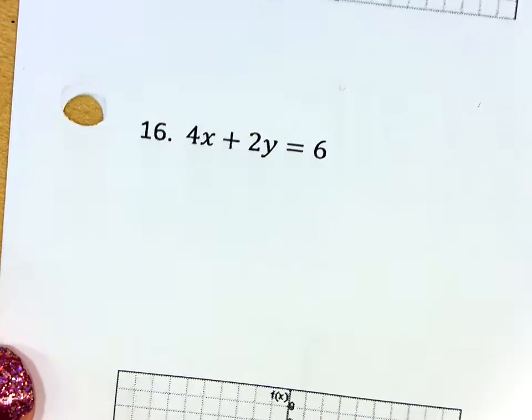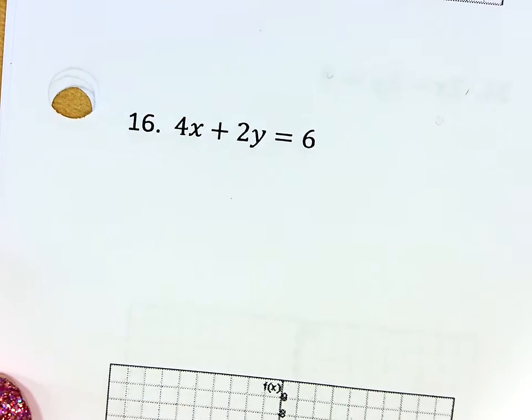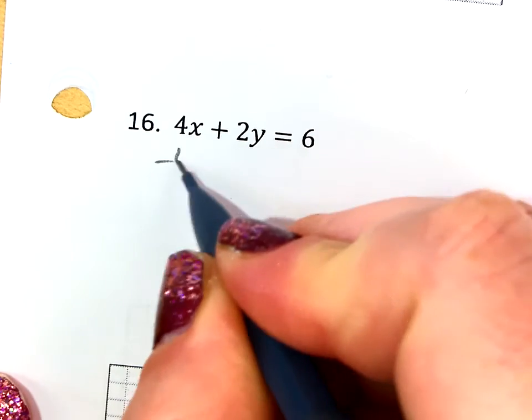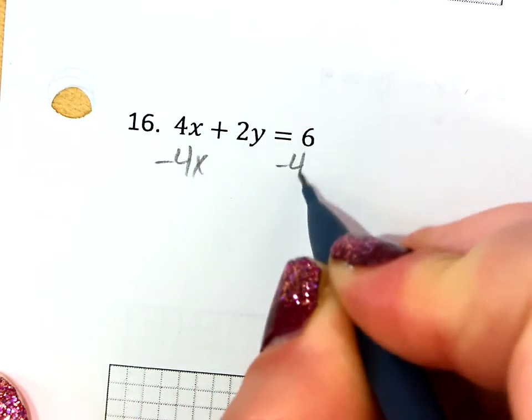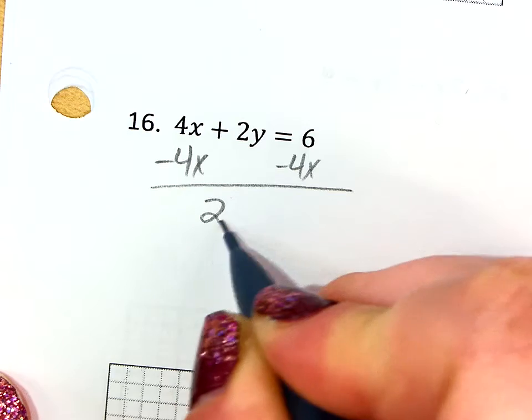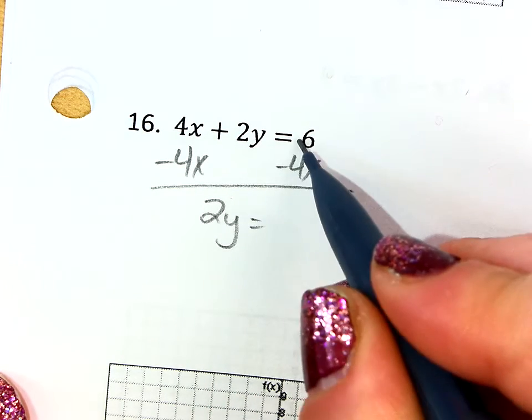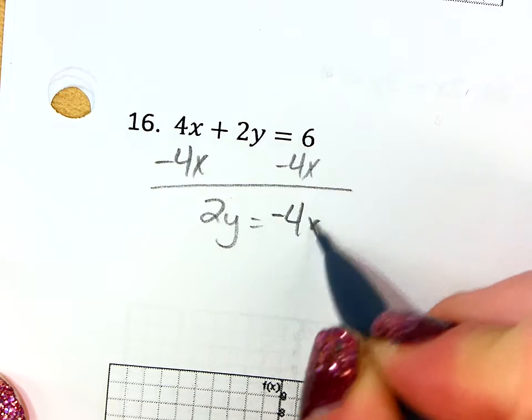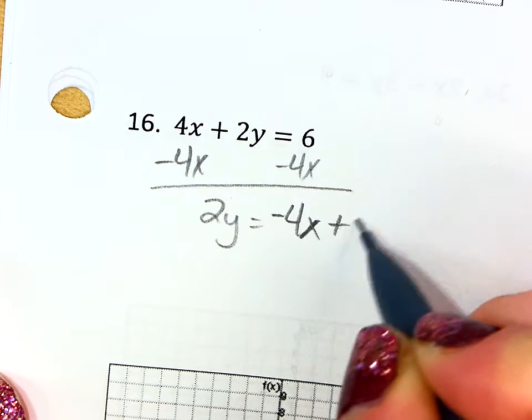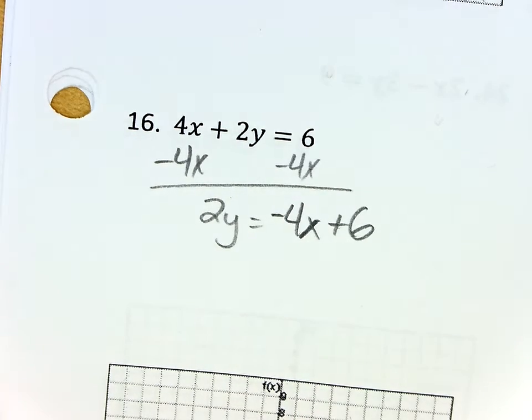I'm still going to start off the same way. I'm still going to subtract 4x to the other side, but I'm actually not done yet. So I'm still going to take that negative 4x and stick it, negative 4x, and then I have a positive 6. Olivia, what do I do now? You divide by 2. Right.